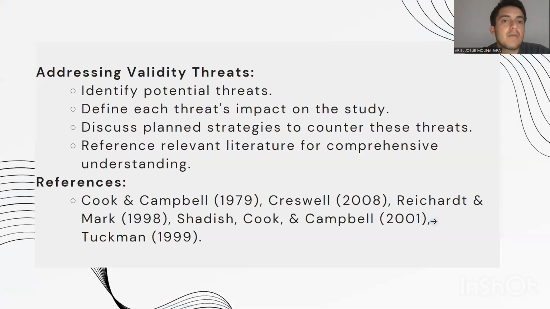To address this problem of validity threats, we have to identify potential threats, define how much these threats are going to affect the research results, and finally look for alternatives or strategies to eliminate or minimize the effect of these threats. Also, we can look in the references, the specific references which talk about this specific problem.